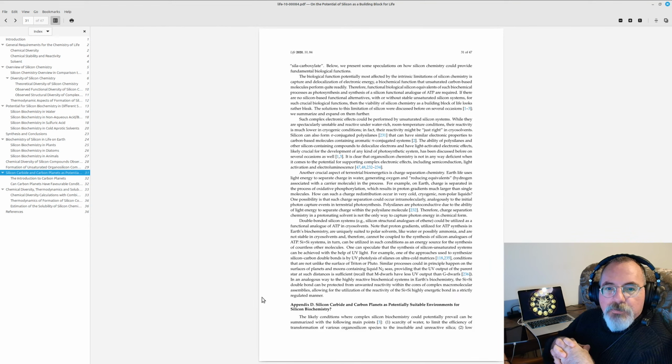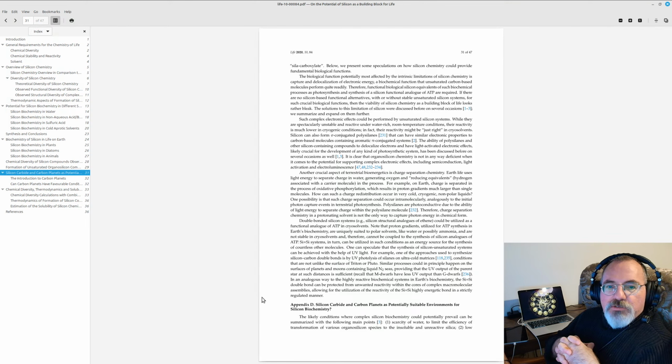Below, we present some speculations on how silicon chemistry could provide fundamental biological functions. Is it just me, or is this going much slower than last time? Oh no, I've only got about 5 pages more to go. Alright. Hopefully we'll get this done. I really don't want to do a third stream going over this. I'd rather find something else.